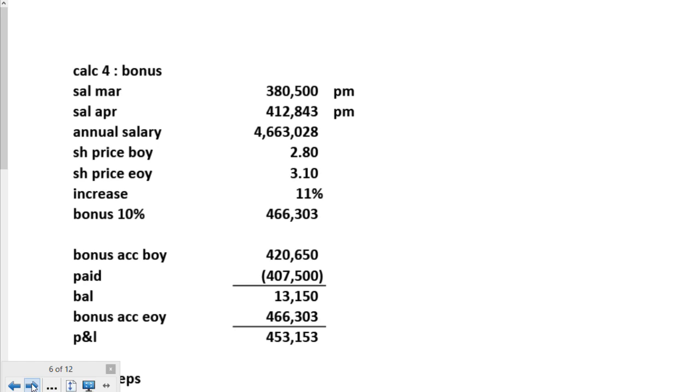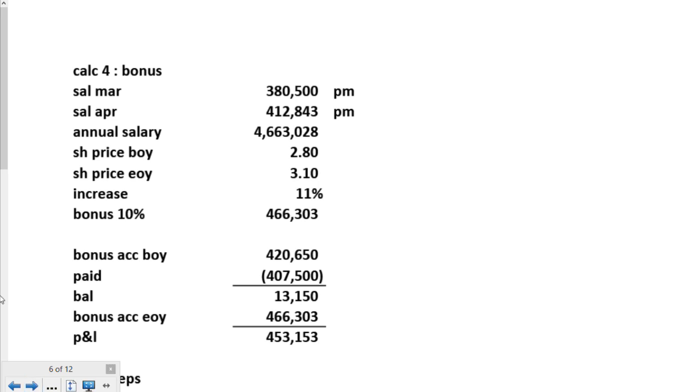So beginning of year, the bonus was 420. I paid 407,500 out of that, so I was left with 13, because they told you they took the bonus out of there. So at end of year, then my bonus needs to be 466. So I have to put a P&L charge in of 453. That's the number that you saw pulling through to Calc 1. Yeah. Then we have the leave.